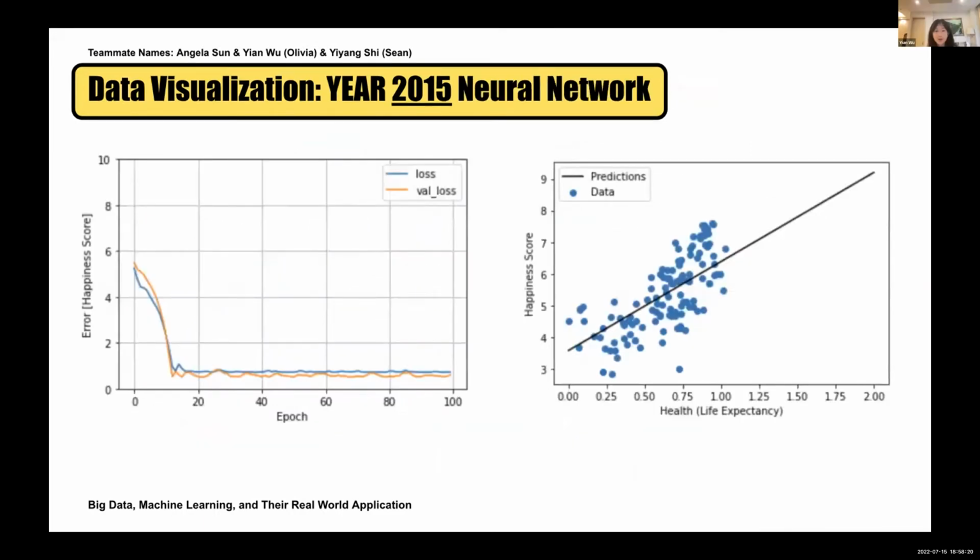Here are two graphs from the neural network model of the year 2015. The graph on the left shows that as the epoch increases and the model gets more training, the error decreases before converging. On the right is a scatter plot of the actual data points and the prediction line generated from our neural network model.